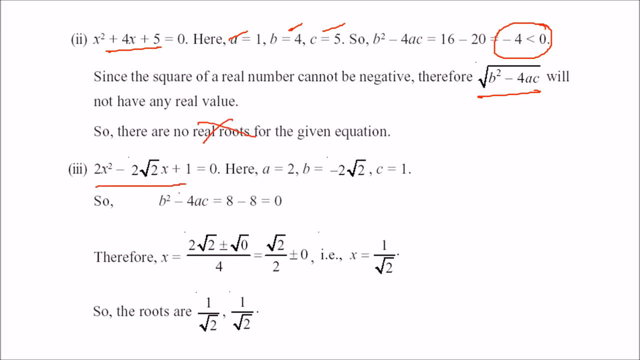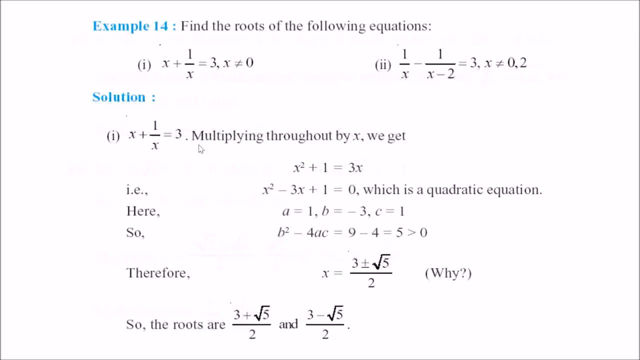How about 2x square minus 2 root 2 x plus 1? a is 2, b is minus 2 root 2, c is equal to 1. b square minus 4ac is 0, so it will have real roots, and those roots will be equal. Minus b plus minus under root b square minus 4ac by 2a, you find it, this will be 0, so 1 by root 2 is the first one, 1 by root 2 is the second one.